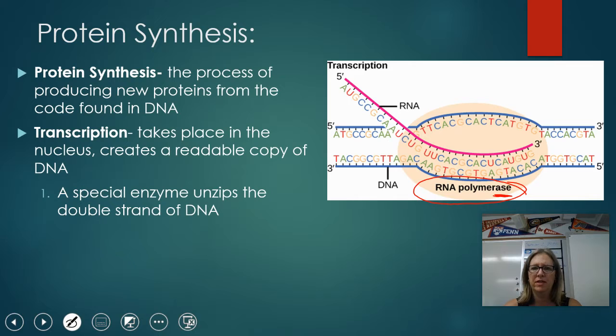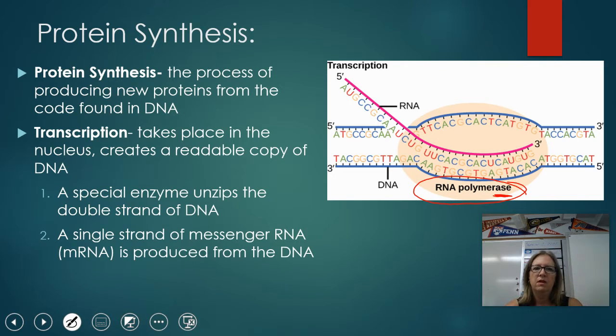So RNA polymerase comes in and it takes apart that double helix of the DNA, kind of separates those rungs of the ladder, okay? Then a single strand of messenger RNA is produced from the DNA. So this right here, you can see the RNA right there. It's actually called mRNA, and that stands for messenger RNA. It's the copy. This is the readable copy that's going to leave the nucleus, okay?